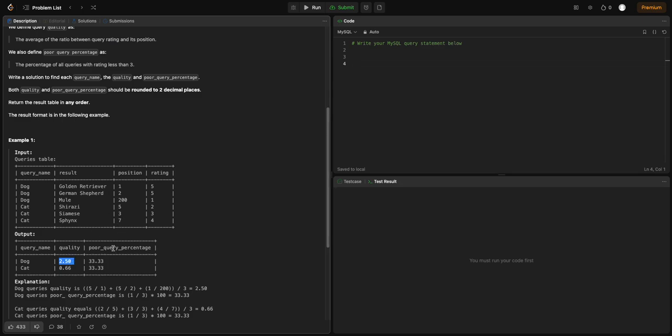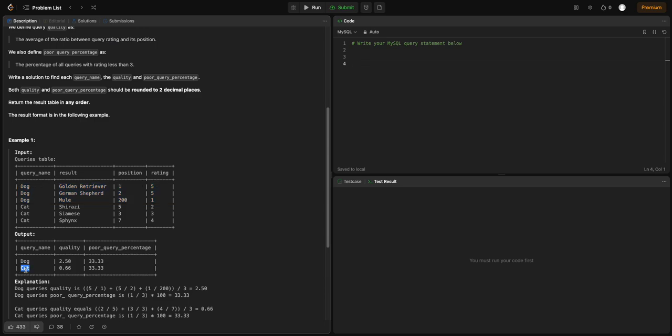Similarly, to calculate the poor query percentage, we need to find the number of records which have a rating of less than 3. We can observe that there is only one such record. So 1 divided by the total number of records, which is 3, times 100 would give us 33.3%. In the same way, we can also calculate the quality and the poor query percentage for the query name cat.